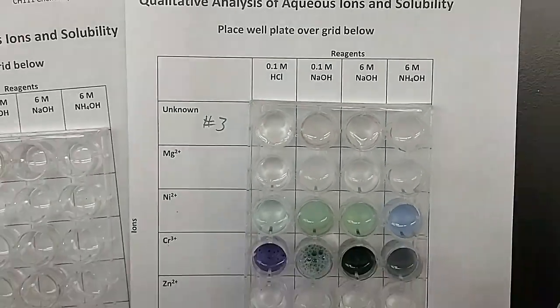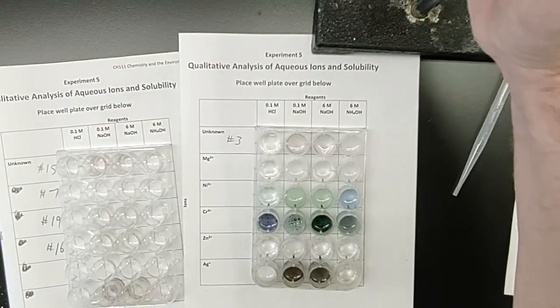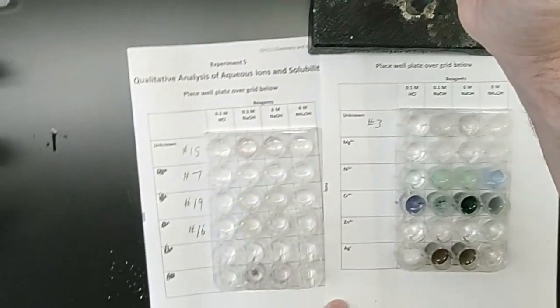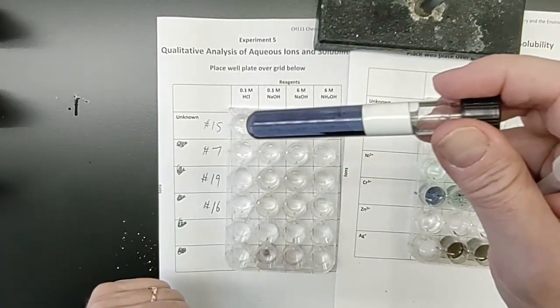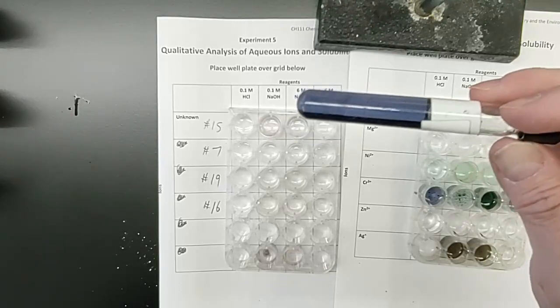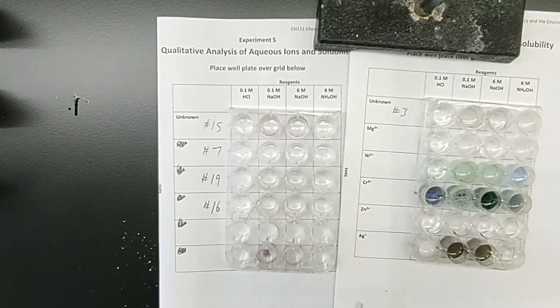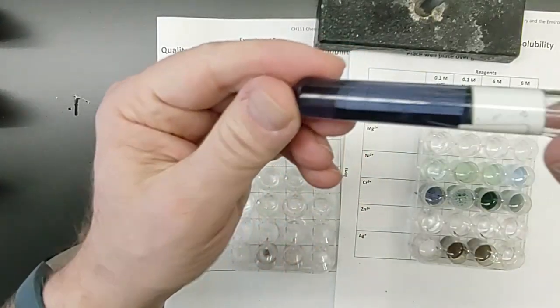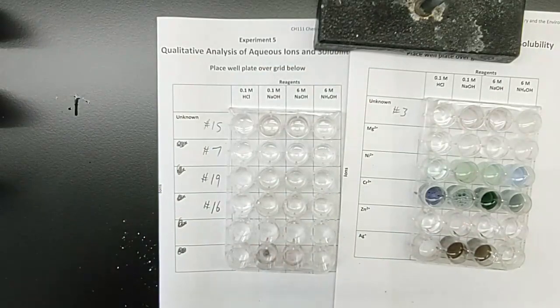Okay. On to unknown number 15. Here it is in the tube. Maybe you can tell what it is already, even without adding it to anything. Looks like it's see-through, but purple. Did we have a see-through but purple one more than one? I don't think so.